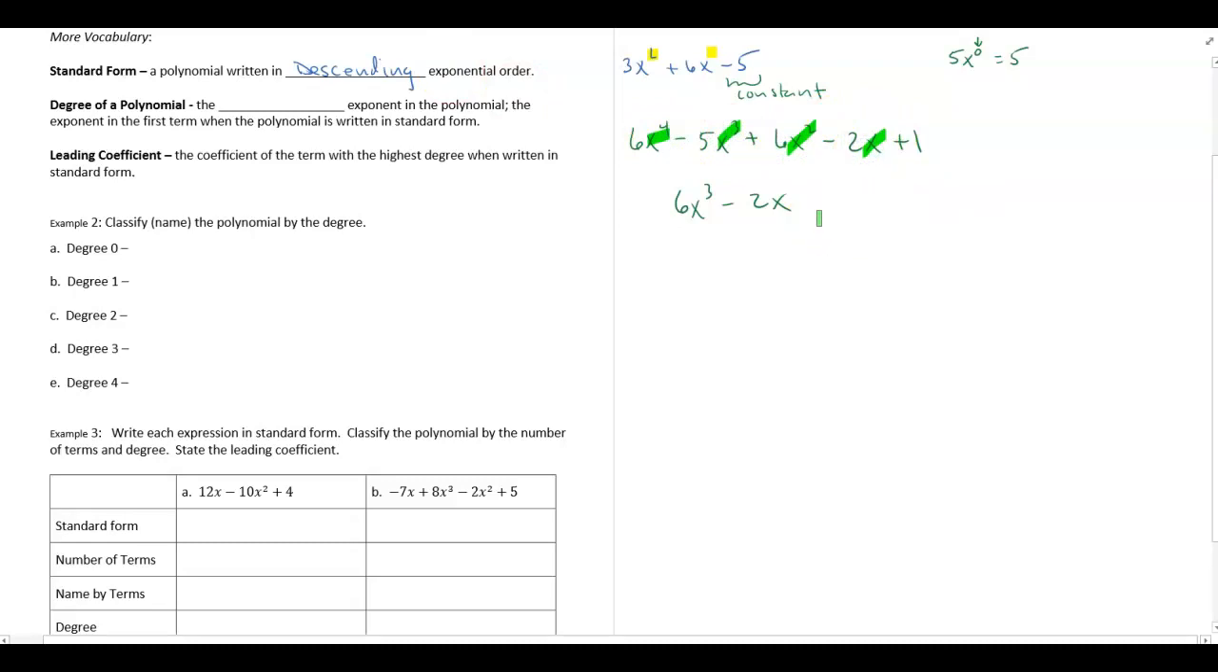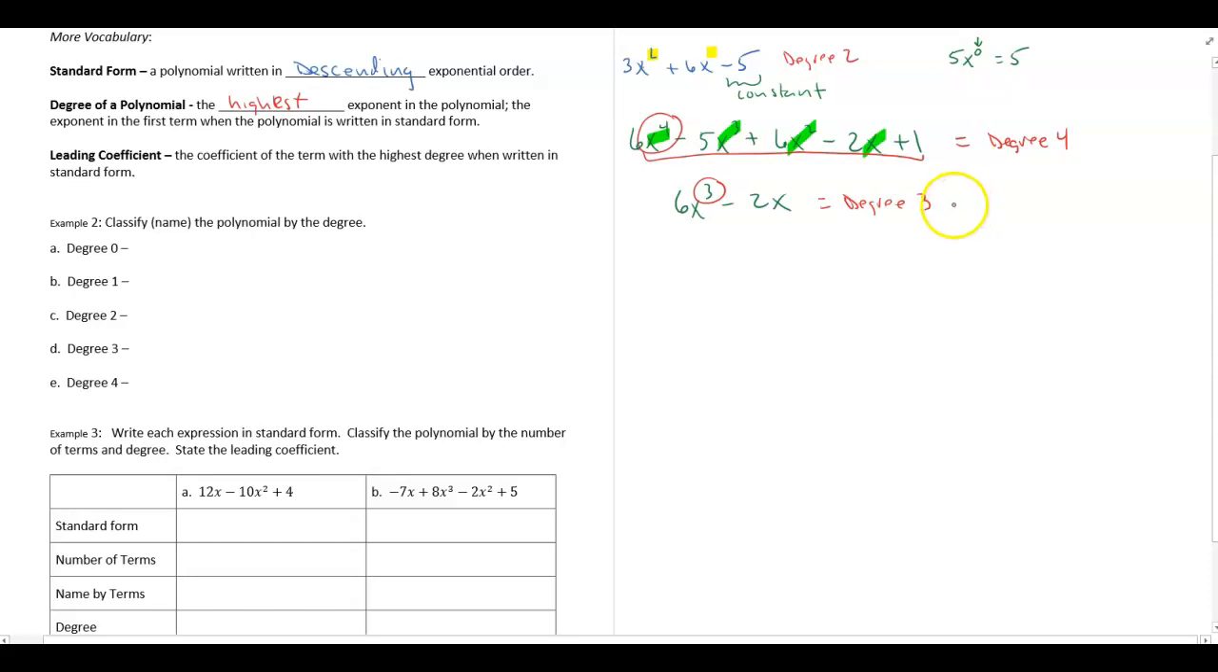Now, the degree of a polynomial is the highest exponent in the polynomial. It's the exponent in the first term when it's written in standard form. So when I look at this one right here, this would be a degree 2. If I look at this polynomial written in standard form, the highest exponent on the variable expression is 4, so that would be a degree 4. The highest exponent in this expression is 3, so this would be a degree 3.